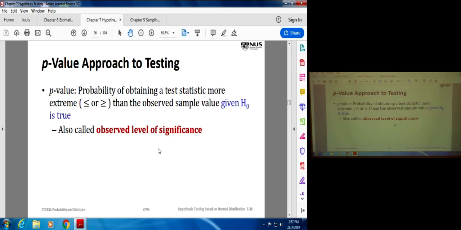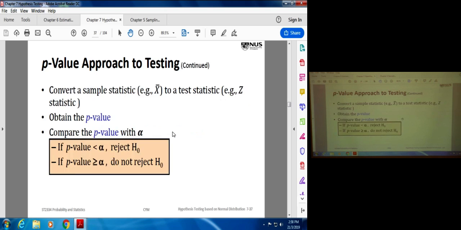But we may use a different way to accept or reject the null hypothesis, and this is through the notion of the p-value. That's the probability of obtaining a test statistic which is more extreme, and extremity depends upon your underlying null and alternative hypothesis, than what you've actually observed, given the null hypothesis is true. It's called the observed level of significance. Okay, and we will see how to compute that in a moment.